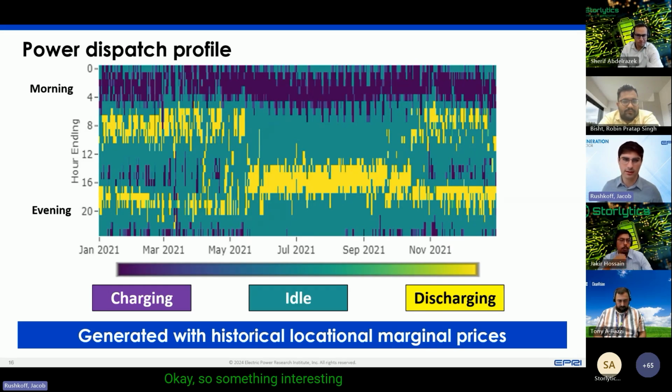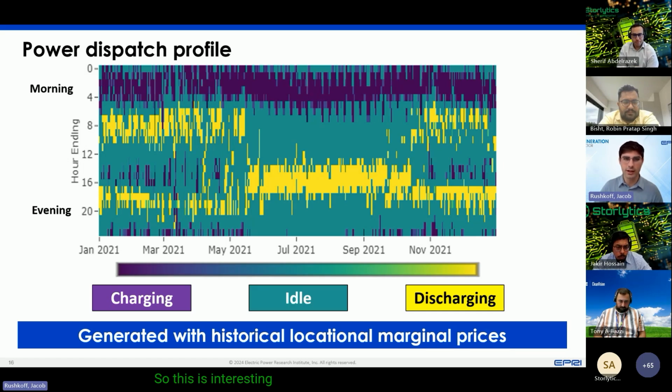So an interesting characteristic here is just that you can see during the summer you have that one peak in the evening, and then in non-summer months we have a double peaking.